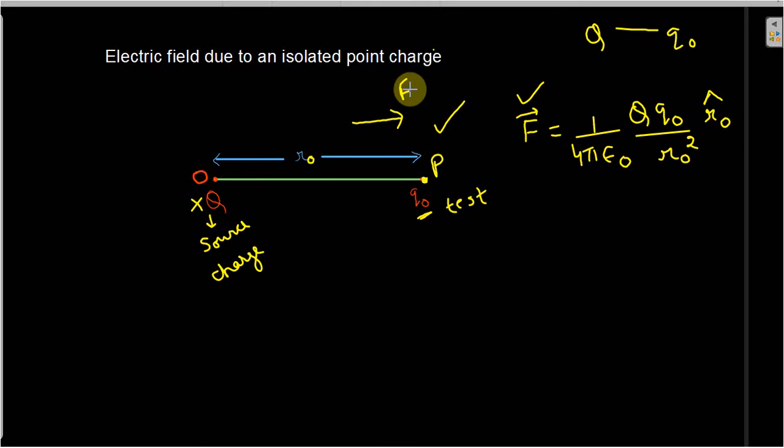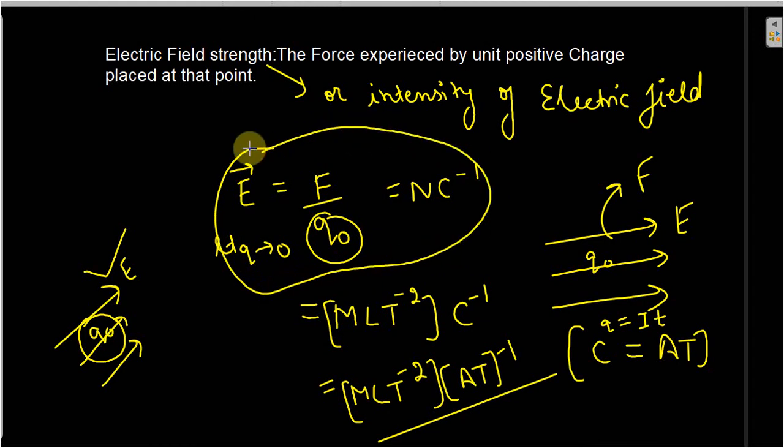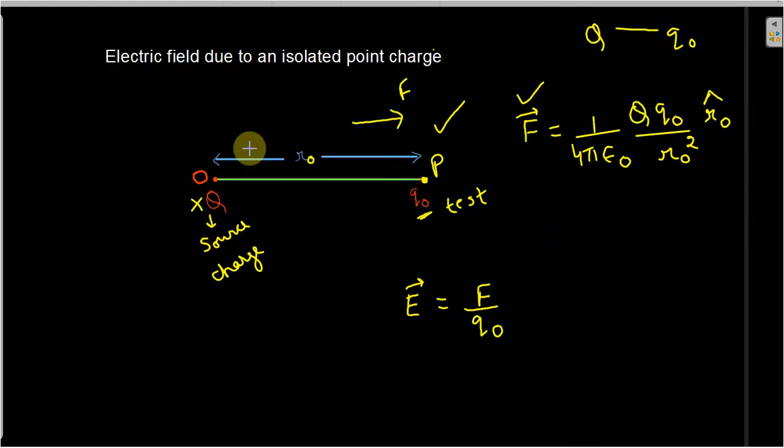Now next we want to find the electric field. We know E is equal to F by Q naught, from the definition of electric field strength. You can see here we already derived this formula. So now we are using this formula to find the electric field due to an isolated point charge. F is your vector quantity. So now substitute the value. What will you get?